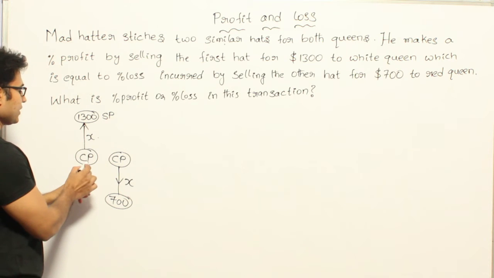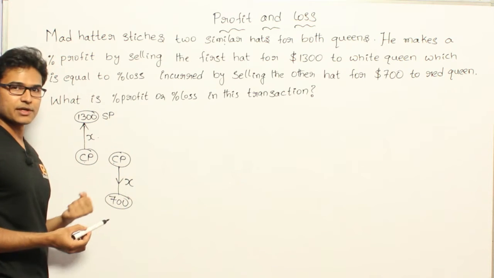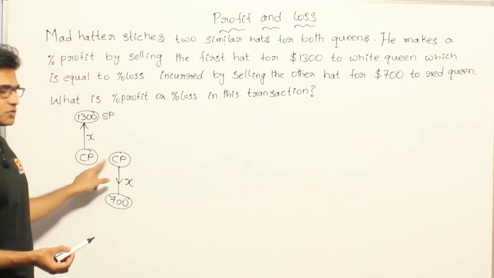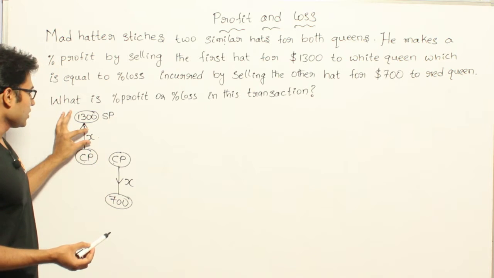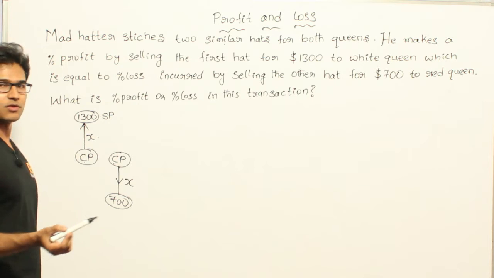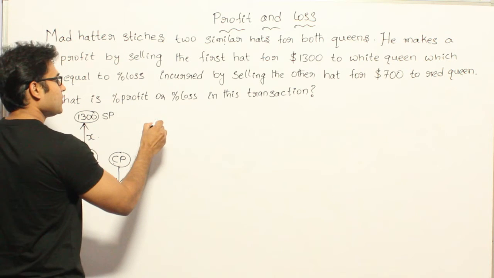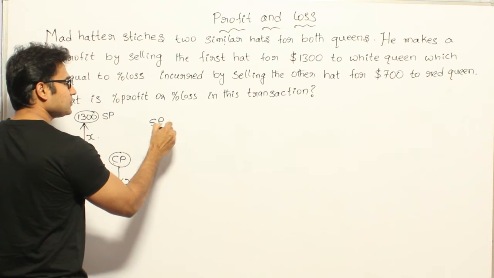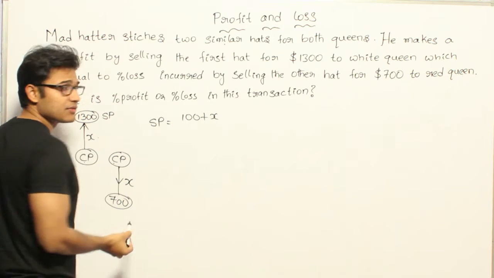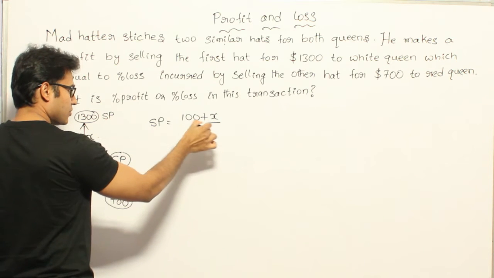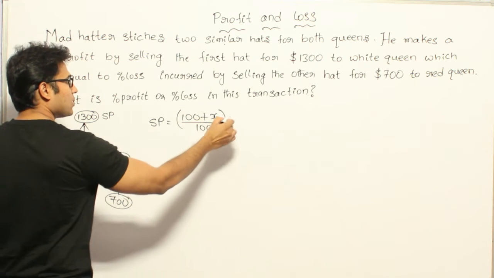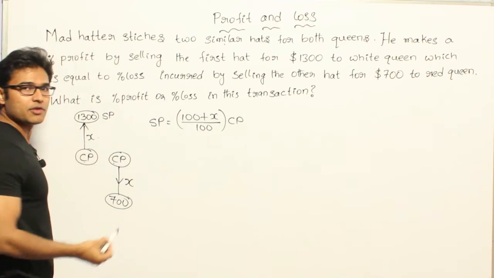Now if you observe this, the cost price is constant. There are various ways of doing it. One way is to find out the cost price and then find out the profit percent. The other way is to do it without finding the cost price, but it requires some experience. We already know that selling price equals (100 plus profit percent) divided by 100, into cost price, in case of profit.